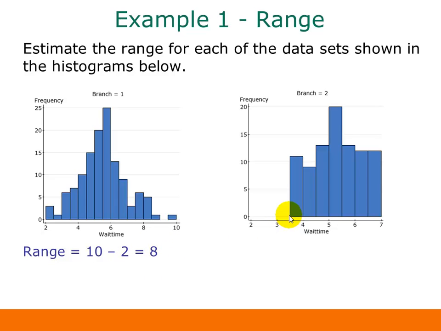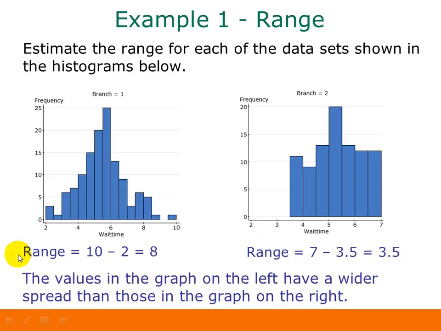Now for the set over here, again, we can estimate that the maximum data value is 7 and that the minimum data value is 3.5. So that would give us an estimate for our range of 3.5. Since the range for the data set on the left is larger than the range for the data set on the right, we would say that this data set is more spread out or has more dispersion than the one on the right.